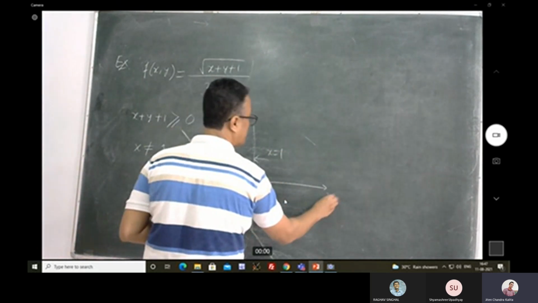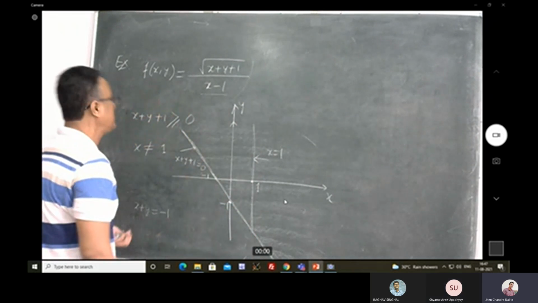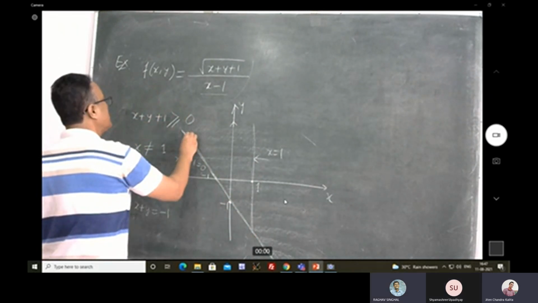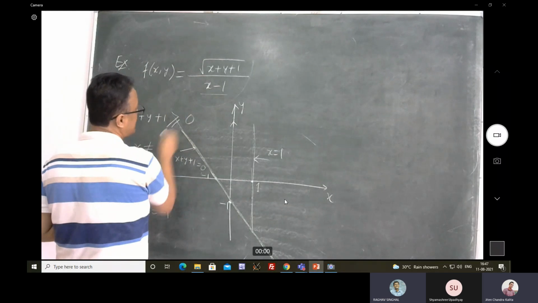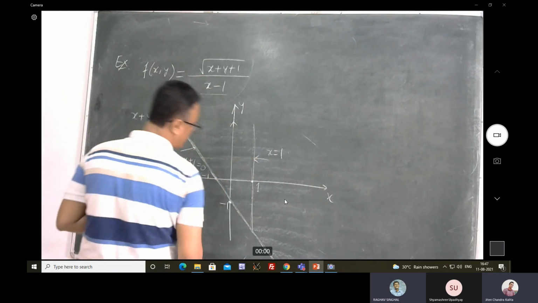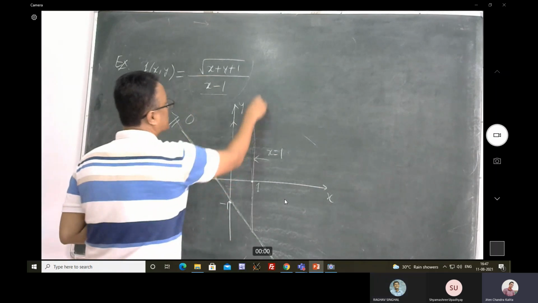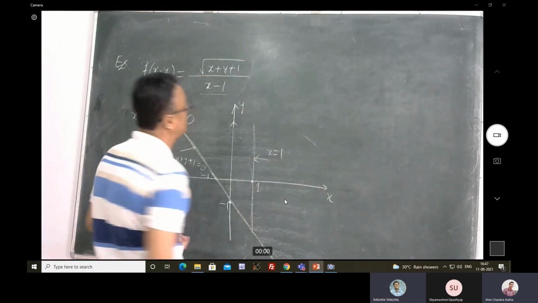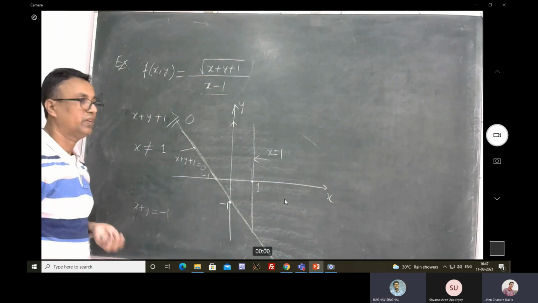Is it okay with everybody? Fine? Okay. So the domain is going to be the set of all points lying toward the right of this straight line, including that straight line, and excluding the points on the line x equal to 1.